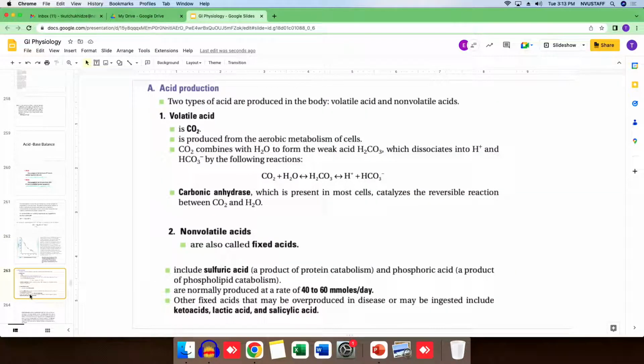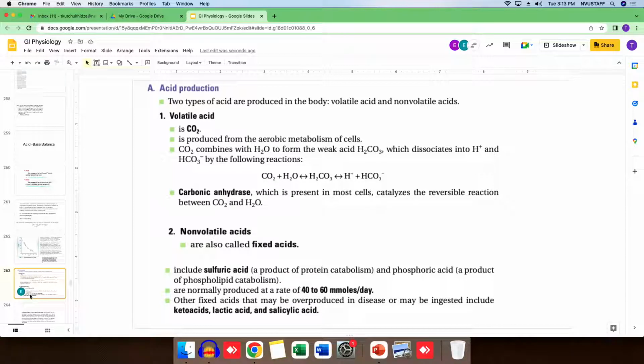How can we produce acids in the blood? We have volatile acids and non-volatile acids. What is the difference between them? Volatile acids are the ones that can be easily breathed out. They can easily be volatilized. An example is CO2, which is produced by cell respiration itself.